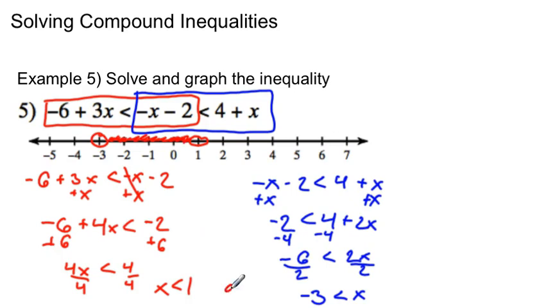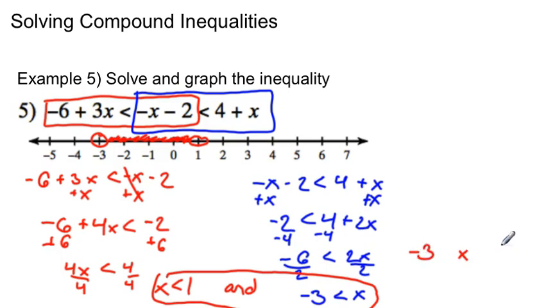When I'm rewriting the answer to this, I could then put my two solutions together with the word AND. However, since this was presented in this format, maybe we should keep that format. Lowest number, variable, and then my highest number. I look at the -3 and the x has to be bigger. I look at the x and the 1 has to be bigger. And so here is my answer written as a compound inequality.